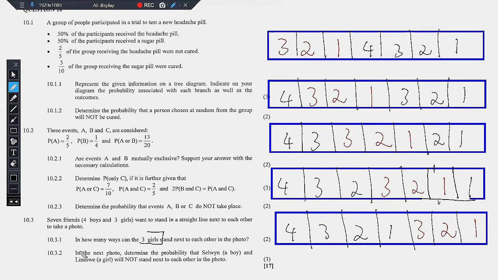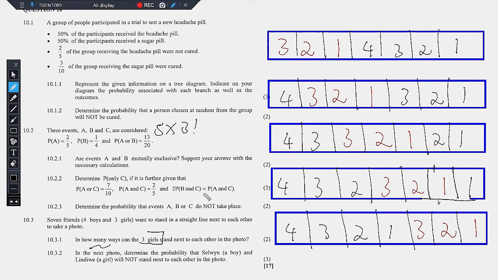Okay, so now how many ways can the three girls stand next to each other in the photo? So all in all, the number of ways, they're not looking for the probability. We want to count how many blocks we have. So in how many different combinations can you have this? It's 1, 2, 3, 4, 5. So we have 5 different combinations. But then when we are talking about in how many different ways the girls can be arranged, they can be arranged in 3 factorial different ways, right?